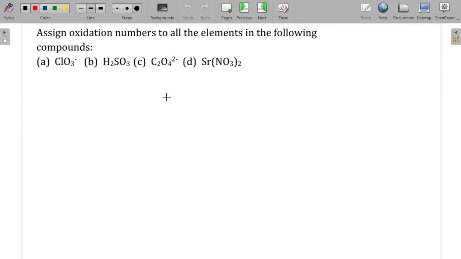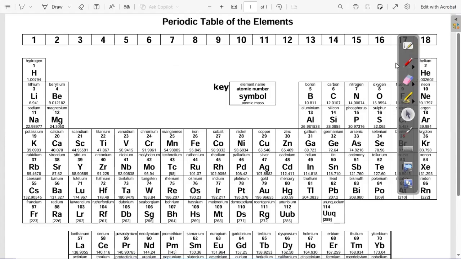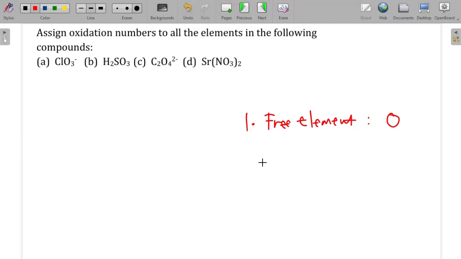So the first one is that a free element has an oxidation number of 0. Free element simply means any element that you can get from the periodic table. As long as you have not combined it with anything, that element is going to have an oxidation number of 0. So all these elements that you can see here, in their free state, without combining to anything, their oxidation number is 0.